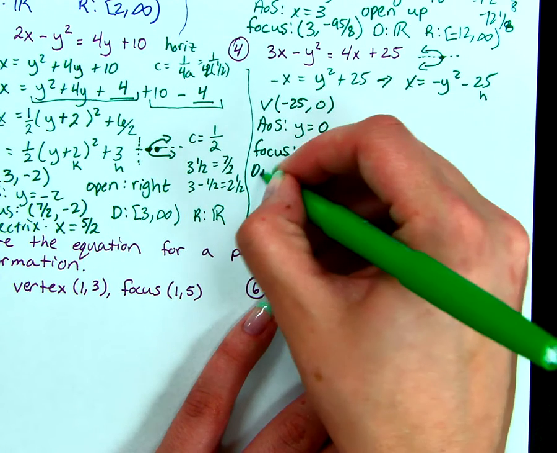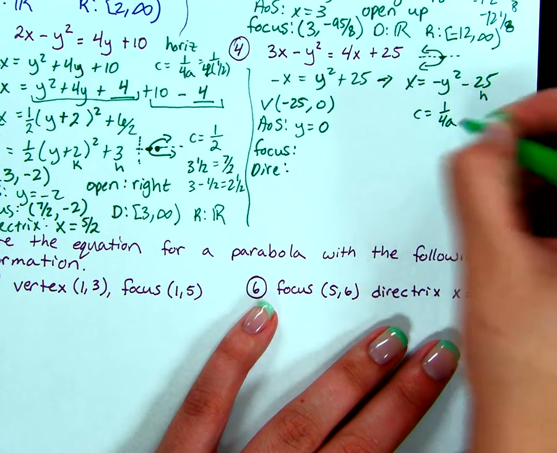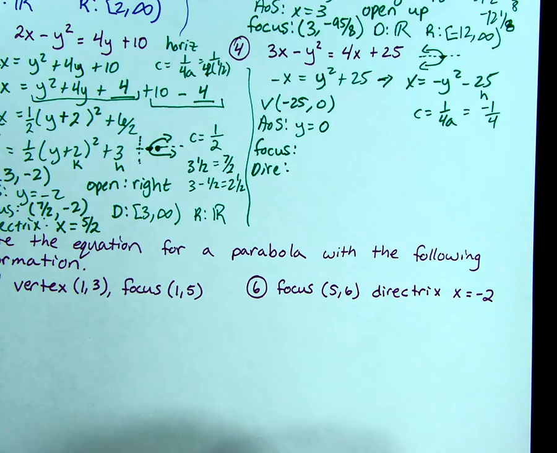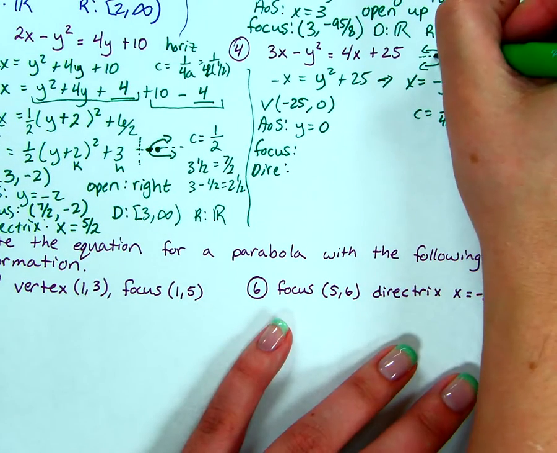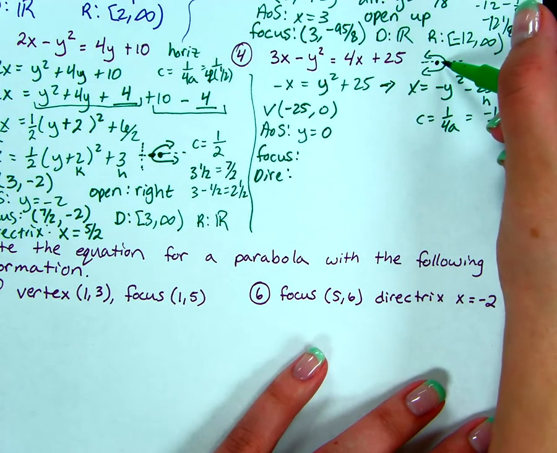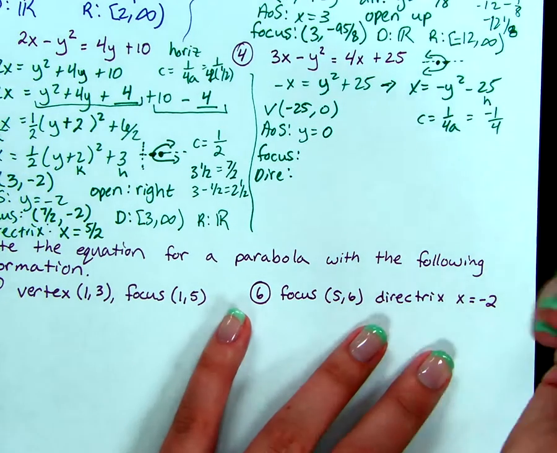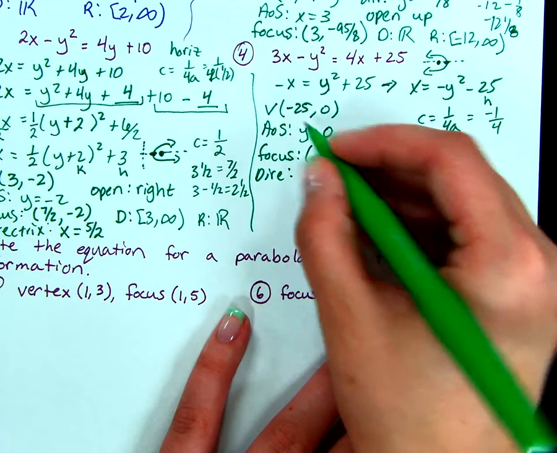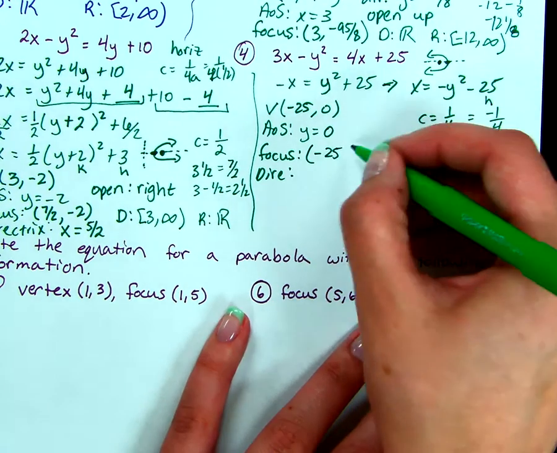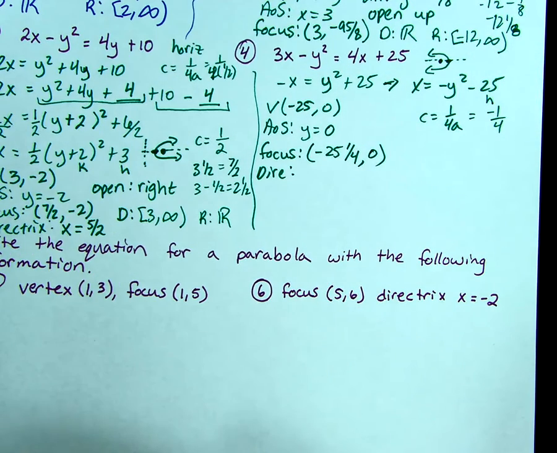And then focus and directrix. We need our c value, so again, c equals 1 over 4 times a, and our a is a negative 1. So this will be a negative 1/4 for c. Again, focus is inside of our parabola. And we're changing horizontally, so that means that our x value is going to change. So we need to combine this with the x value of the vertex. If we just add it, it's going to give us negative 25 1/4. And this time I'm just going to leave it as a mixed number. So negative 25 1/4. And then we will still have 0 for the y value.